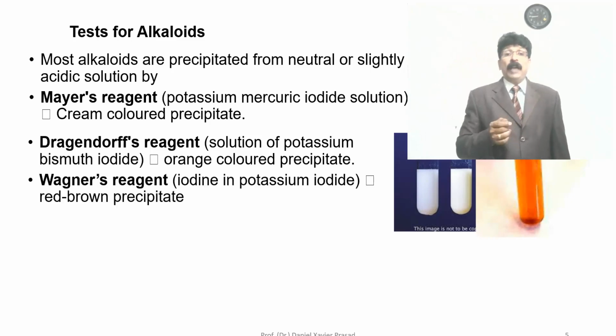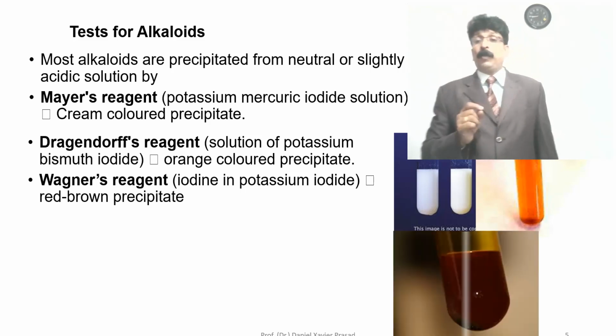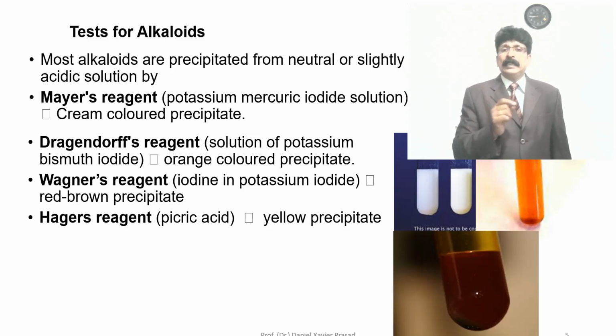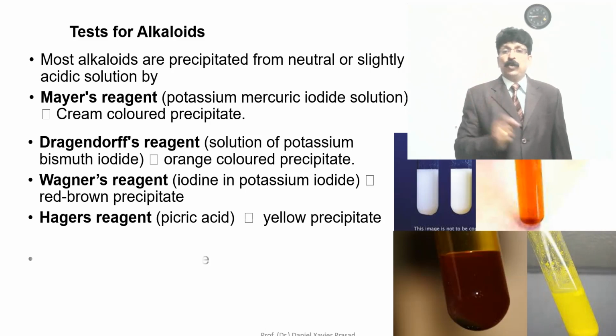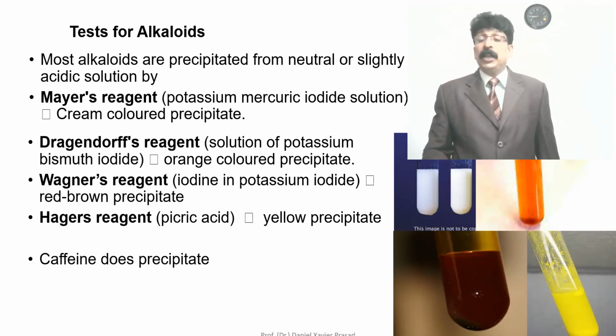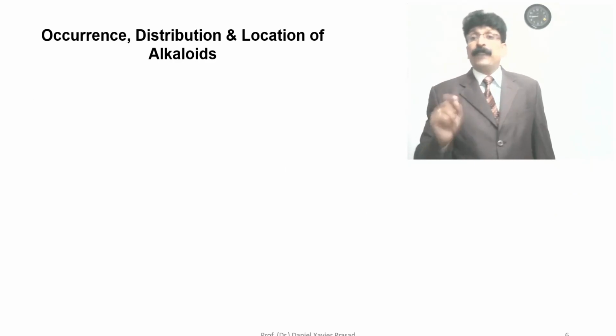And Wagner's reagent, iodine in potassium iodide, so a red brown precipitate like this can be obtained. Hager's reagent is picric acid, which gives a yellow precipitate as shown in the picture. Caffeine does not give any precipitate with these iodide salts we have just discussed, but it is an alkaloid. Understand that you have to remember these specific differences; the student should remember them.